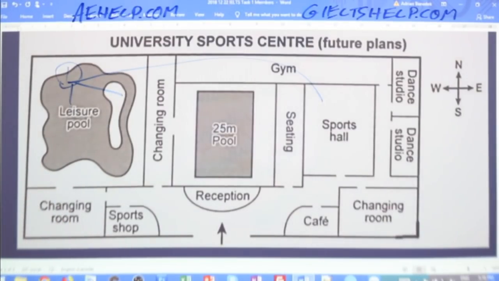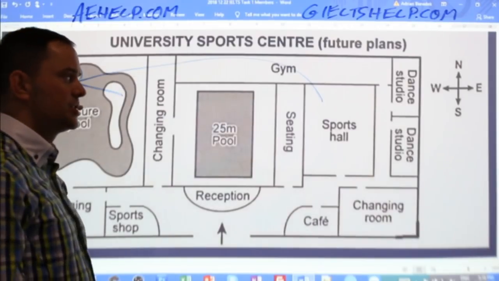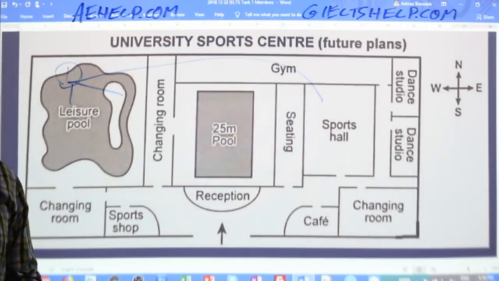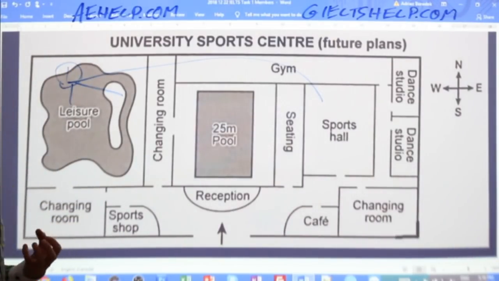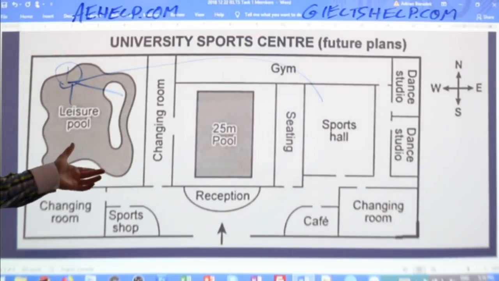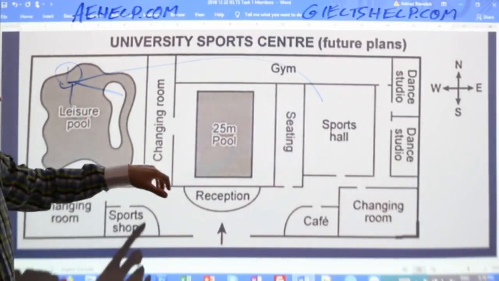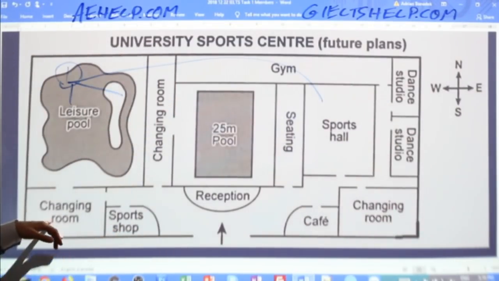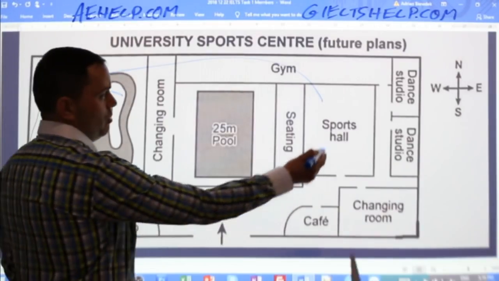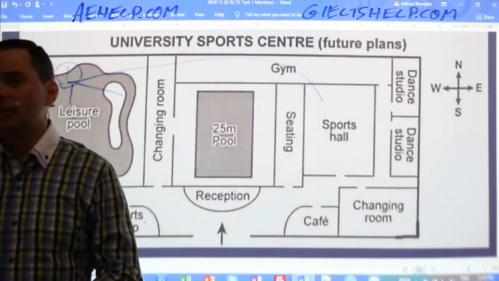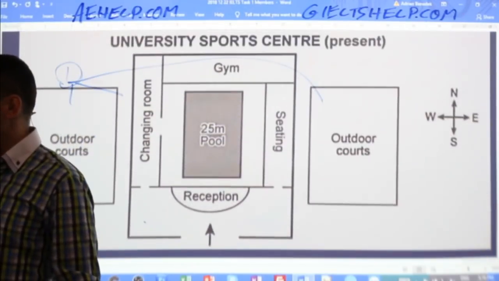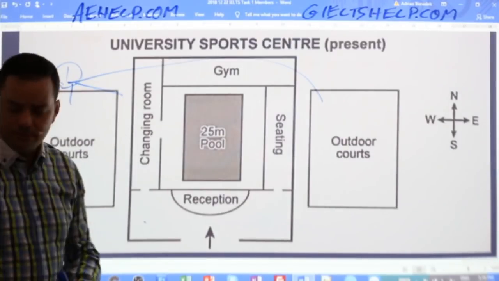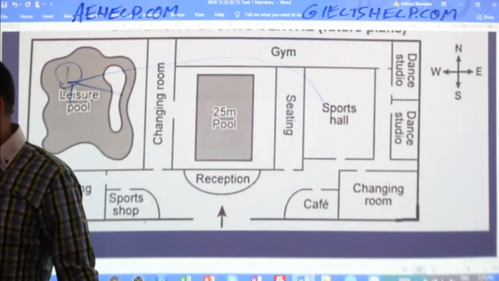So being a band 7, 8, 9 student in IELTS is not just about English, especially in the academic IELTS. It's also about the way you're using your critical thinking, your analysis. And you need to push yourself to this level where you're realizing that, oh yeah, look at this. There's a leisure pool, there's a sports hall, there's a couple of dance studios, there's a changing room, a cafe, there's a sports shop, there's a change room. So just all of these different points, there's a lot more facilities. There's a lot of new facilities that don't exist in the current center.